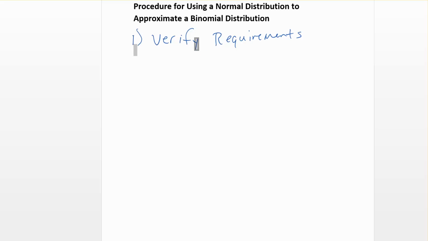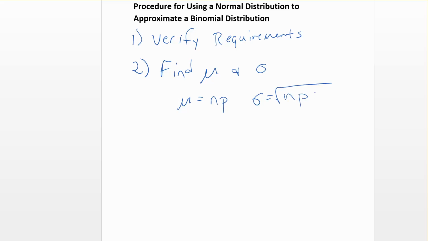And step 2, hang on a second, having an issue, is we need to find our mean and our standard deviation. Remember, our formula for that was that our mean was just n times p, and our standard deviation was the square root of n times p times q.